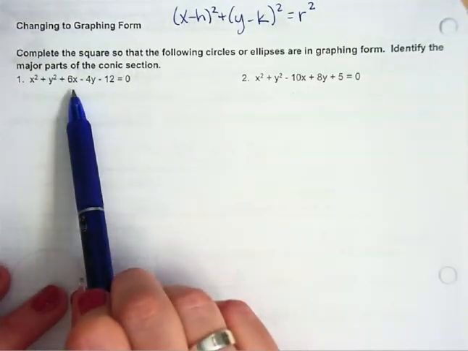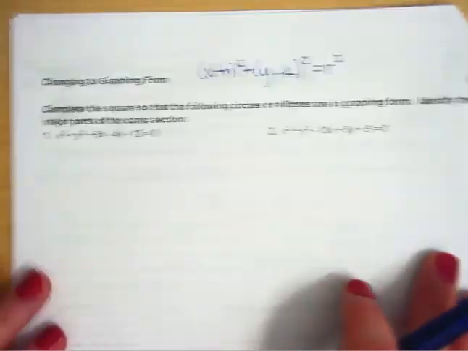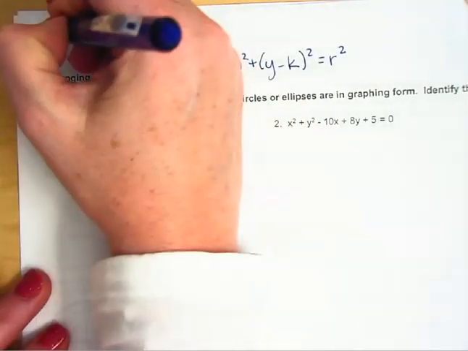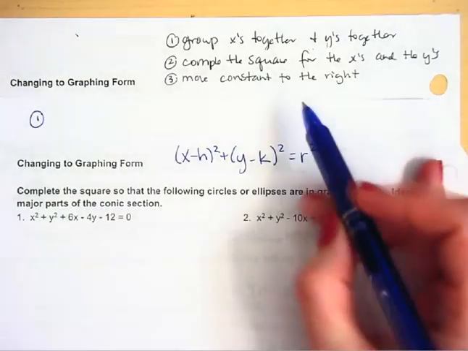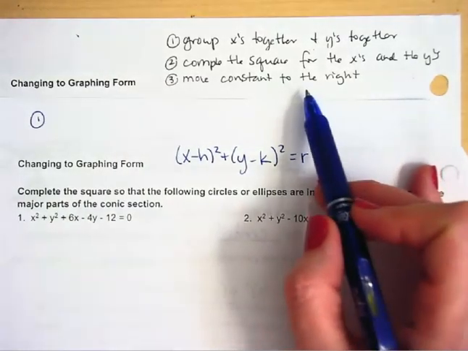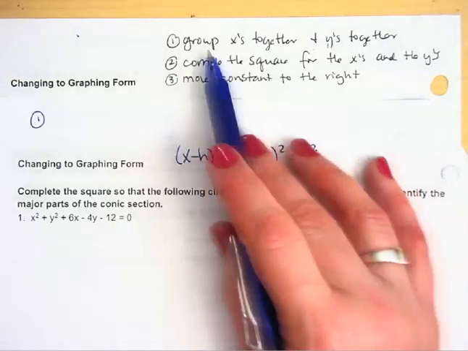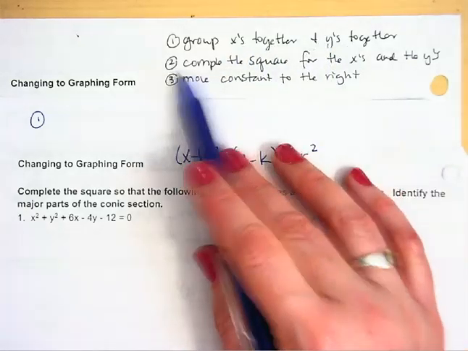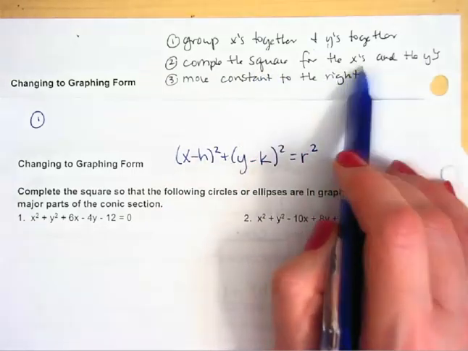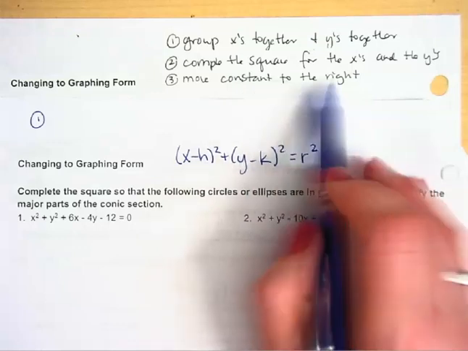What we are going to do is use that completing the square skill, which we practiced yesterday. And I have 3 steps that I want you to write down up here. So here are the 3 steps. If you want to pause the video in a minute after I talk about them, so you have time to write them down. The first step is to group the x's together and the y's together. The second step is to complete the square for the x's and the y's. And the last step is to move the constant to the right.